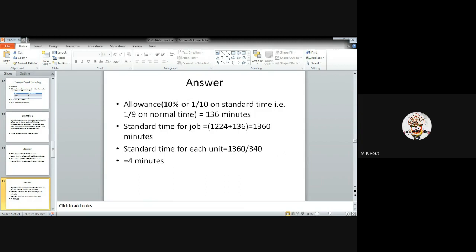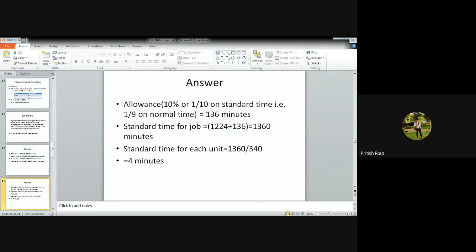Calculating the standard time for the job. The formula for standard time is normal time plus your allowances. The allowances is given as 136 minutes and normal time is given as 1224. That equals 1360 minutes. Is it clear?